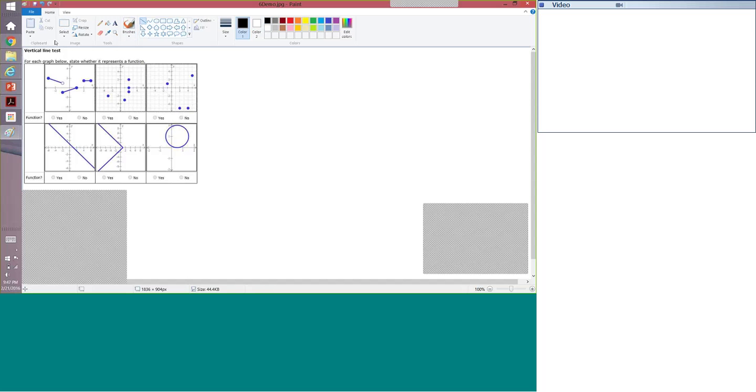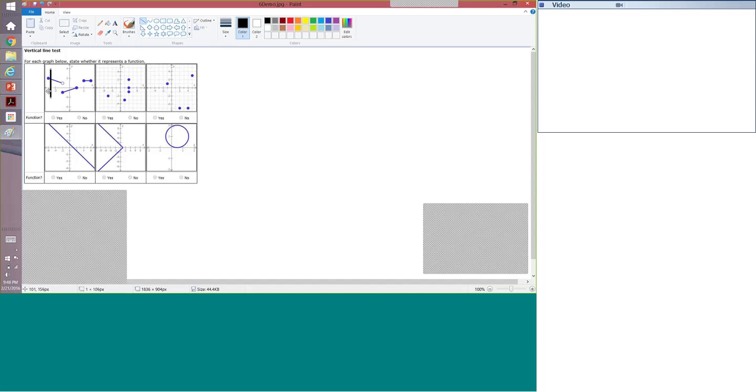So I'm actually going to use this function over here. For each graph below, state whether it represents a function. The way we tell whether or not something represents a function when it's graphed like this is we do what's called the vertical line test, where we just draw vertical lines at random places and see if that vertical line that we drew hits the graph in more than one place.